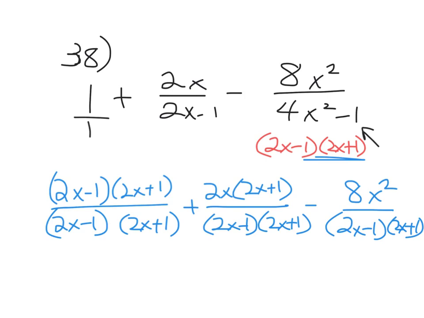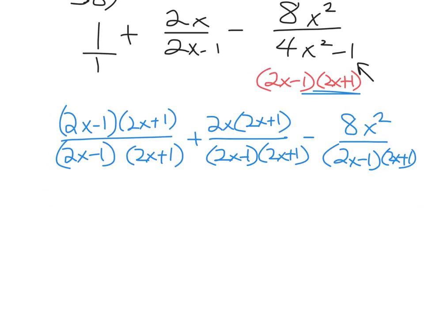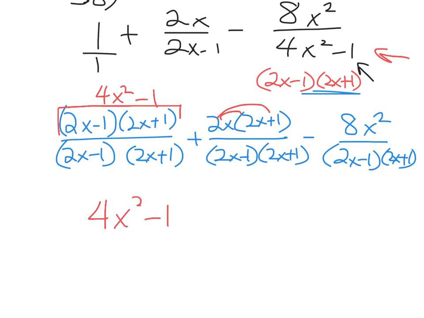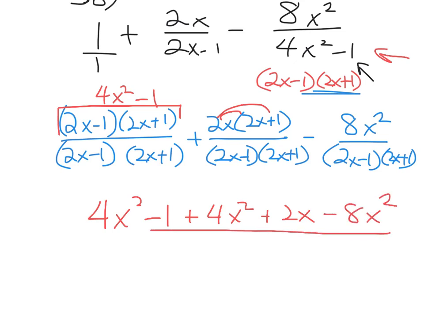Now I need to simplify my numerators. So I'm going to FOIL the top of this one. So when I FOIL this, it's actually going to give me what was in the bottom of this one. So it's 4x squared minus 1. This one I need to distribute. So let me go ahead and start a continuous numerator. So 2x times 2x will give me positive 4x squared, and 2x times 1 is 2x, and then minus the 8x squared. All over the 2x minus 1, 2x plus 1.